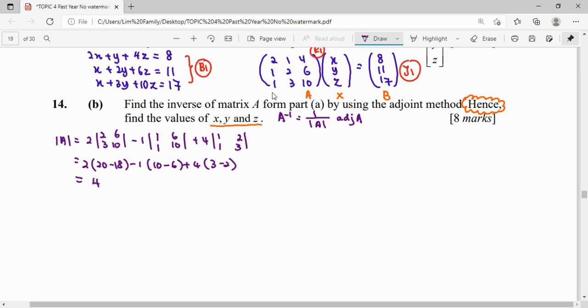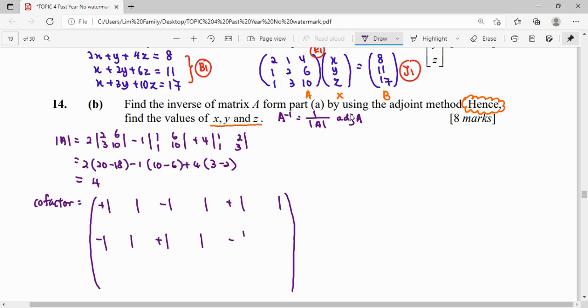Then after that, we are going to find our adjoint. Before I find the adjoint, I will find out what our cofactor is first. So for the cofactor, row 1 will be positive minor, negative minor, positive minor. Row 2 starts with negative, positive, negative. Row 3 starts with positive, negative, positive.